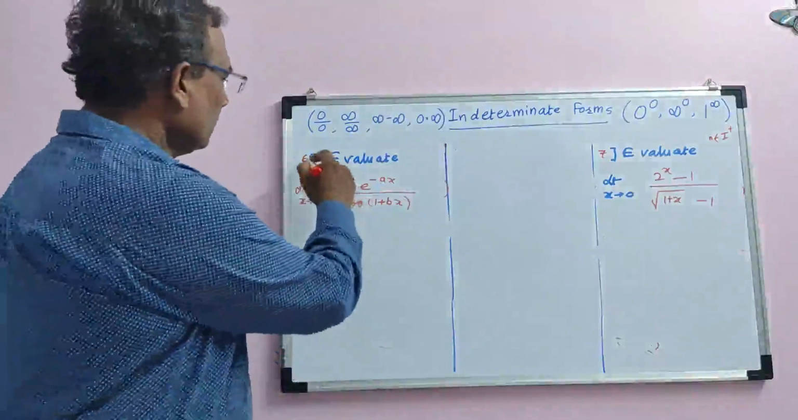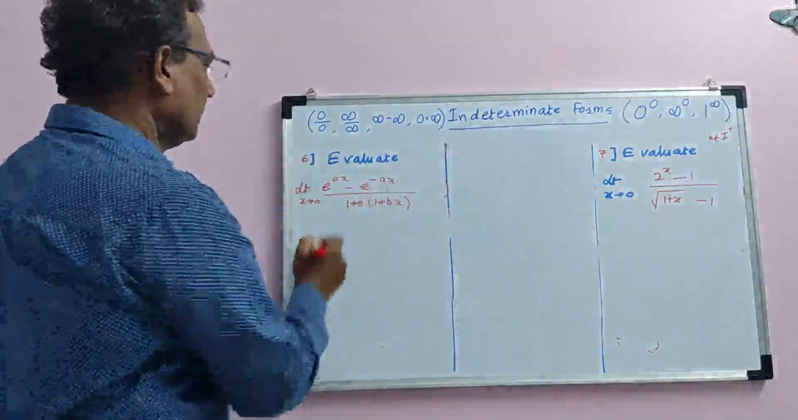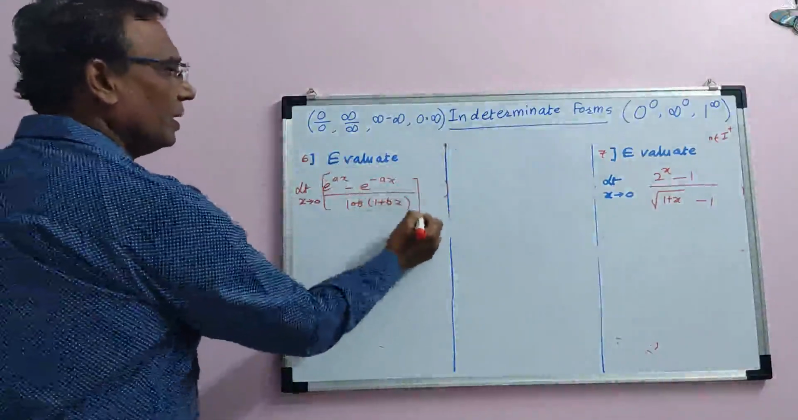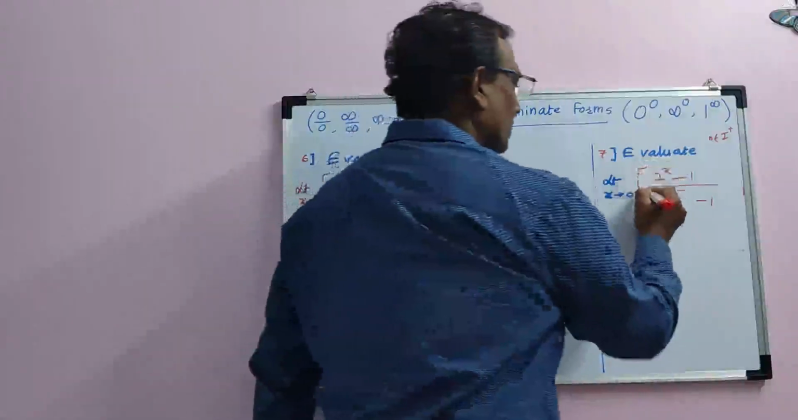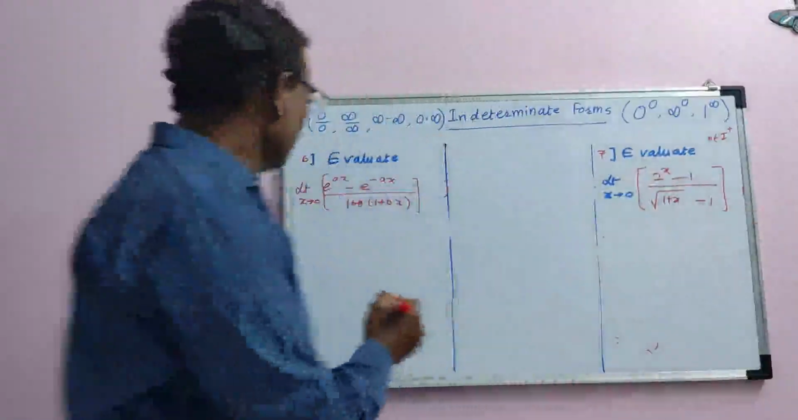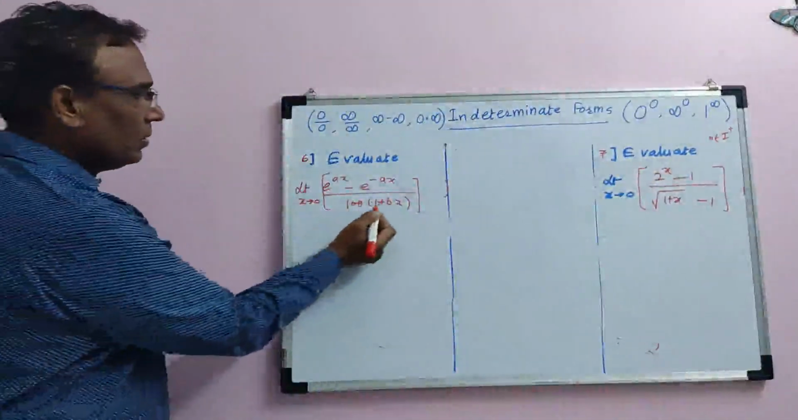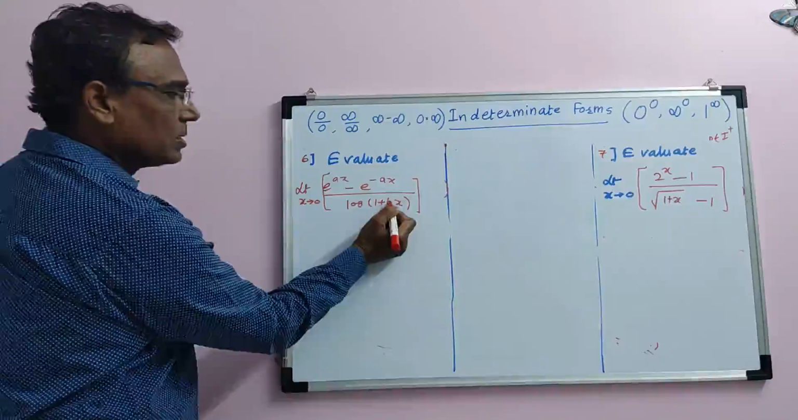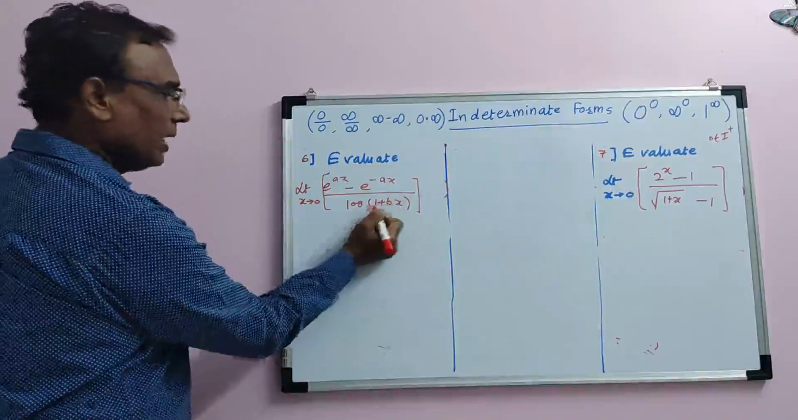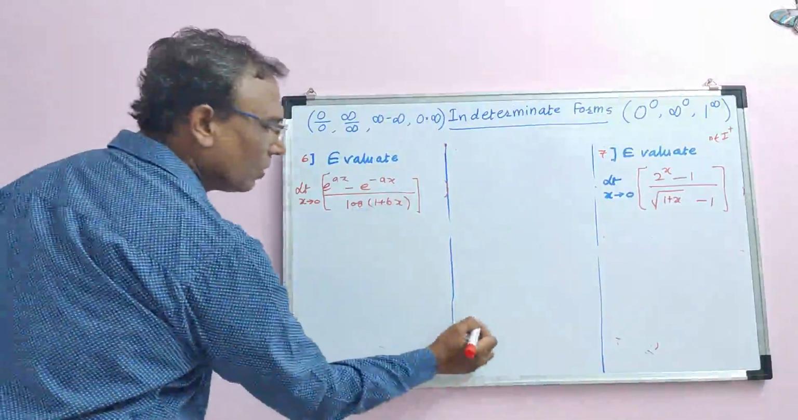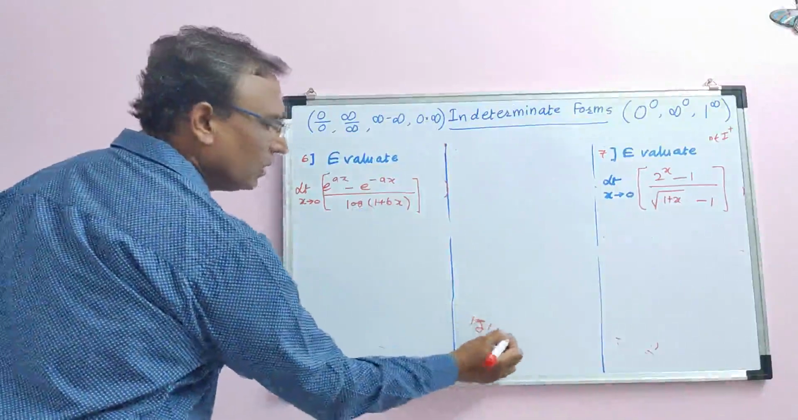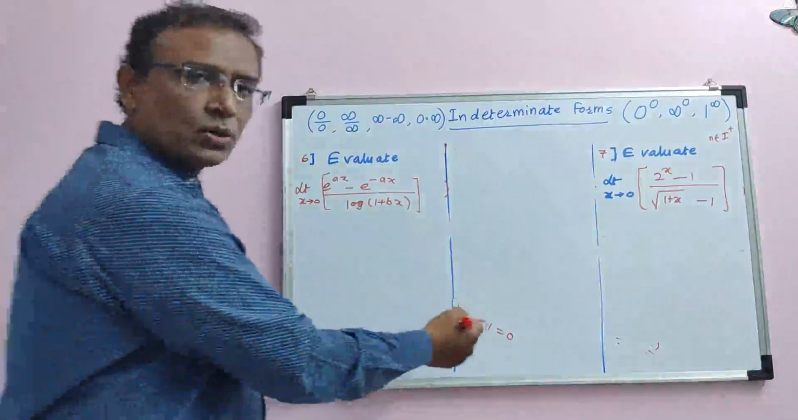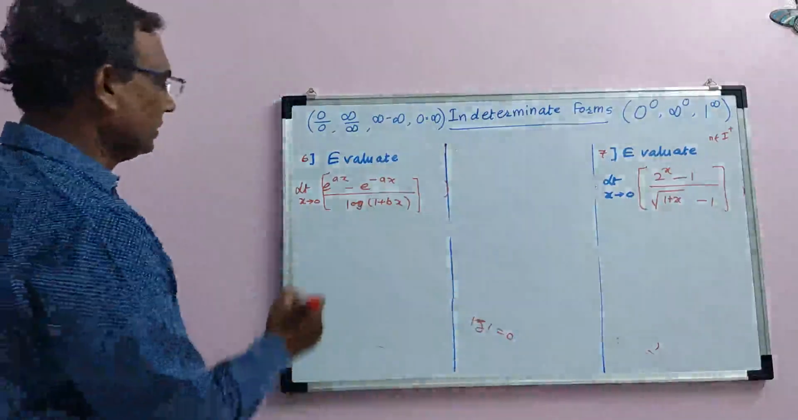Now, this sixth and seventh one. Evaluate the limit of this function and the limit of this function. You have to check the form. If you put x equal to 0, 1 plus 0 will be 1, and log of 1 is what? Log of 1 is 0. If the base is not written, then by default it is the natural log and the base is e.